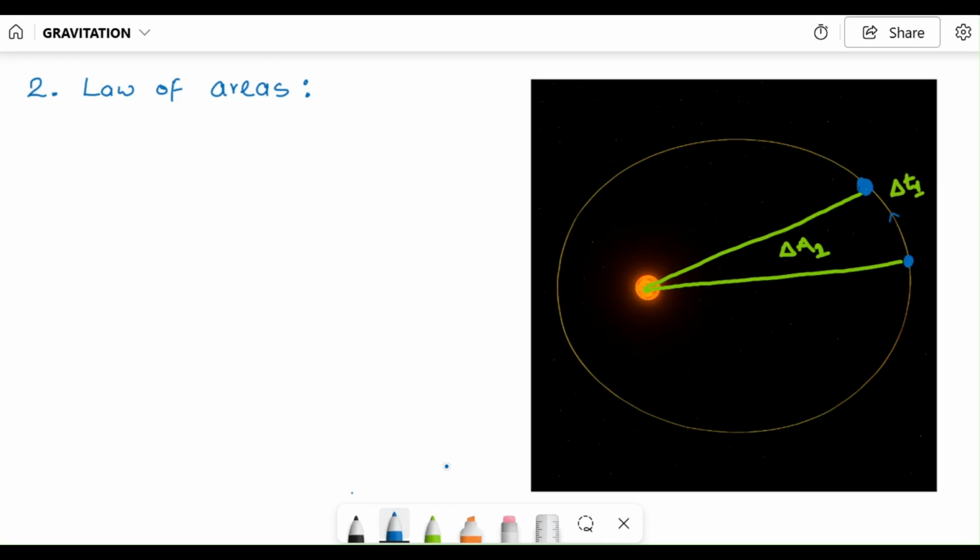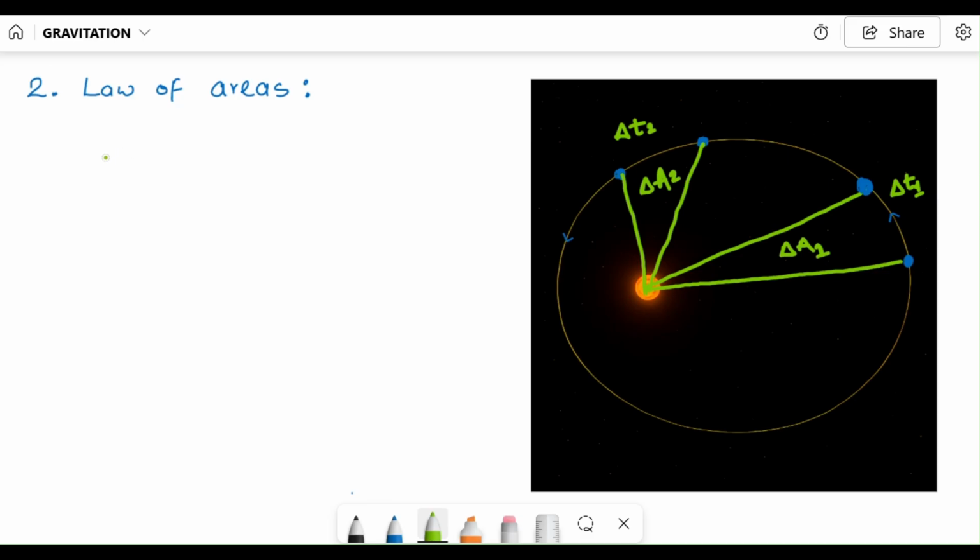Okay, now let's take another situation here. Again, this planet is at this point and it moves from here to a new position here. So now we are considering another area swept by this line joining the planet to the Sun. And let's say this area is delta A2, and the time taken to reach from here to here is delta T2.